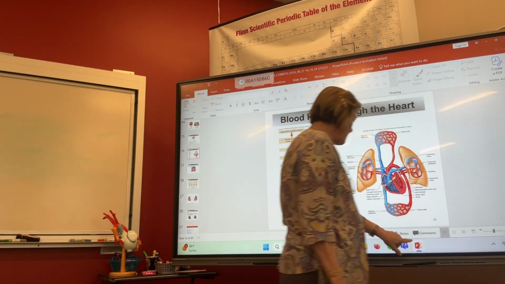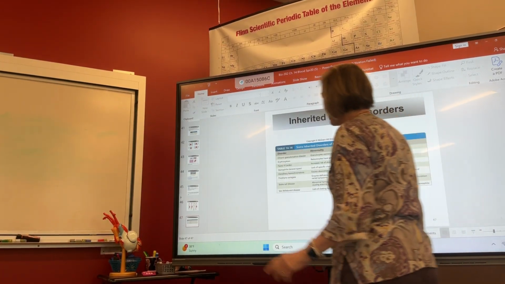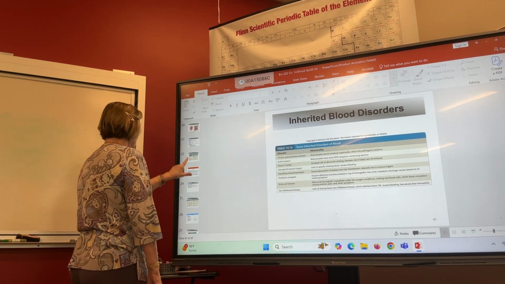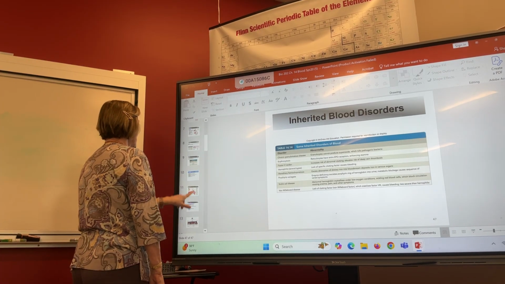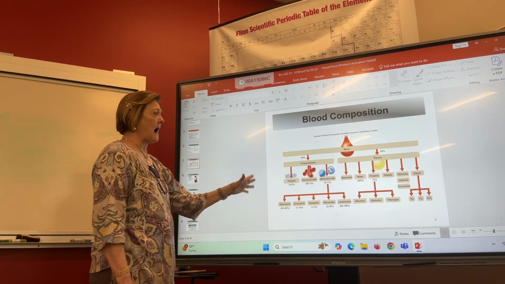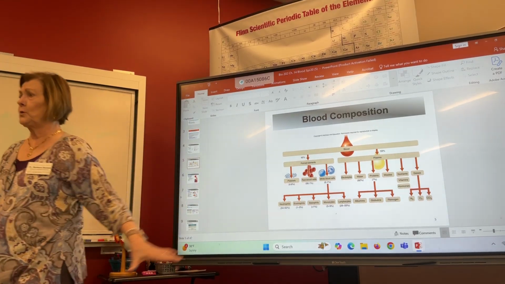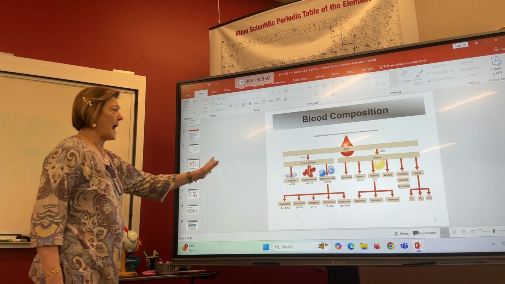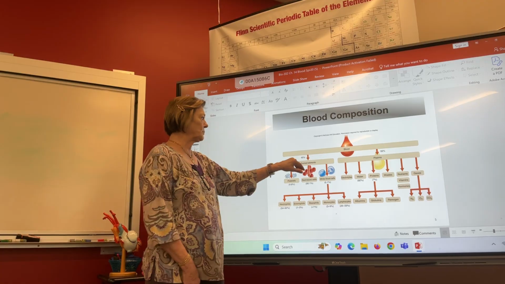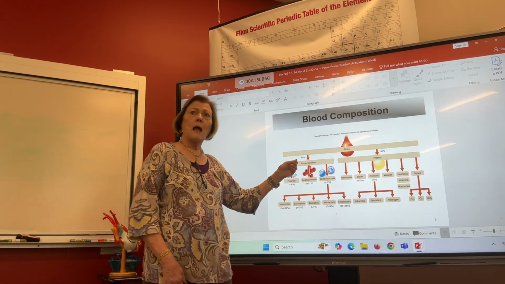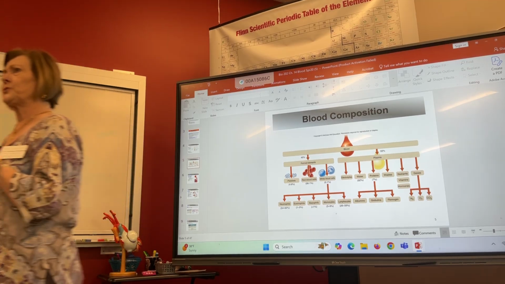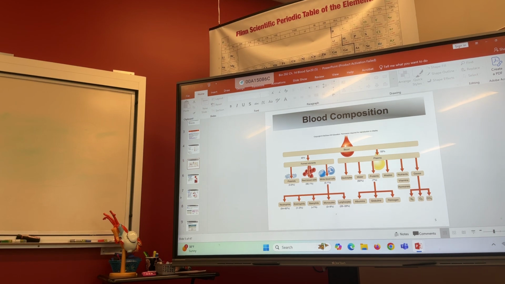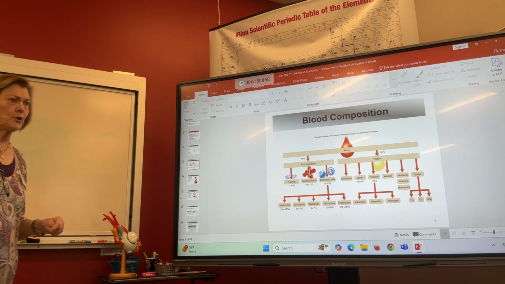So I'm now going back to chapter 14, and those of you that were absent, this is chapter 14, and it is slide 5. And what I had asked you to do for a bonus point is to diagram this. You do not have to put the percentages with the exception of 45%. And what is 45% of red blood cells? What is that value called? Hematocrit. Good.